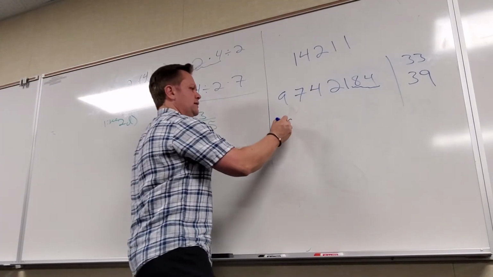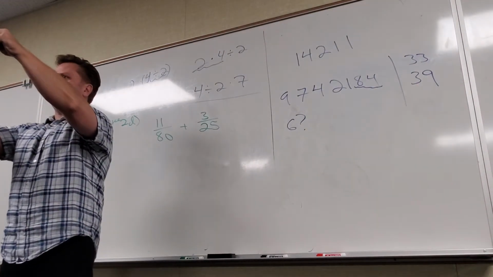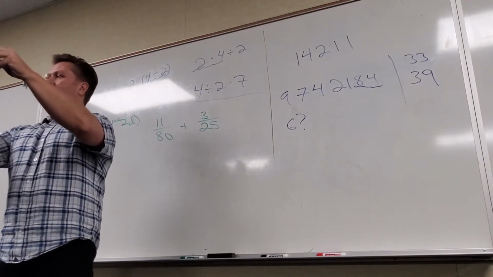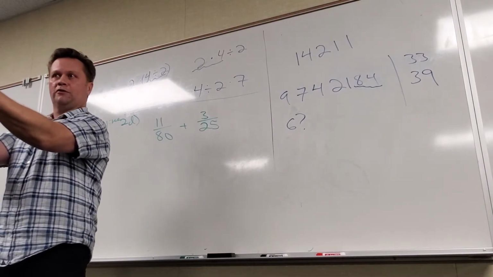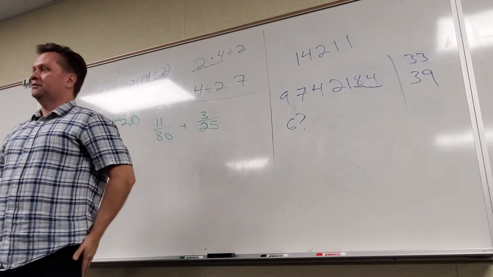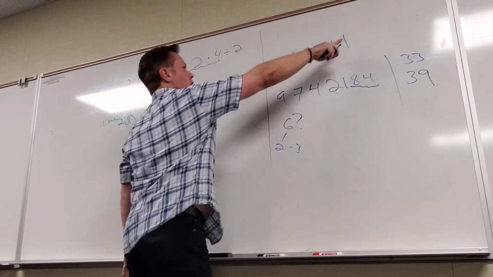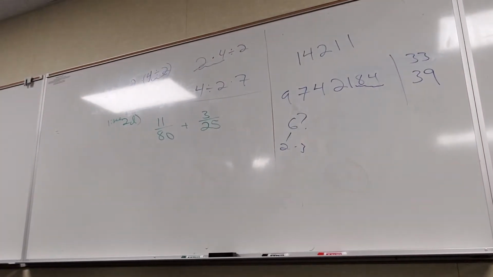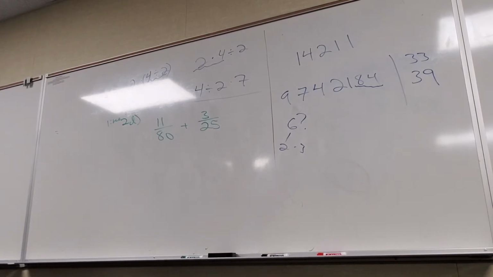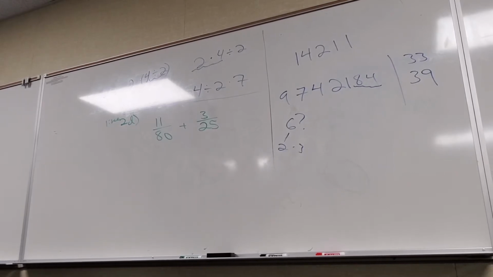All right, last one of these. What about divisible by 6? 6 is 2 times 3. So if it's an even number and all the digits add up to a multiple of 3, it's divisible by 6. If it meets both the 2 and the 3 rules, that means the whole thing is divisible by 6, because 6 has 2 and 3 in it. So as long as it meets both rules, it's divisible by 6.